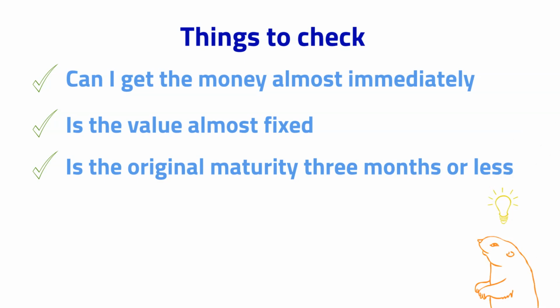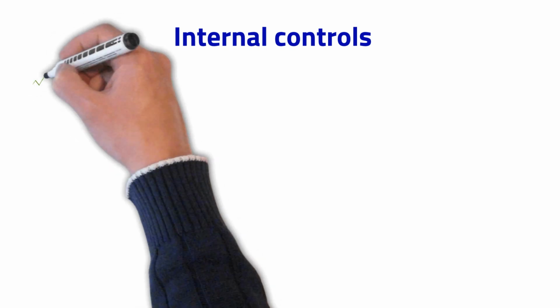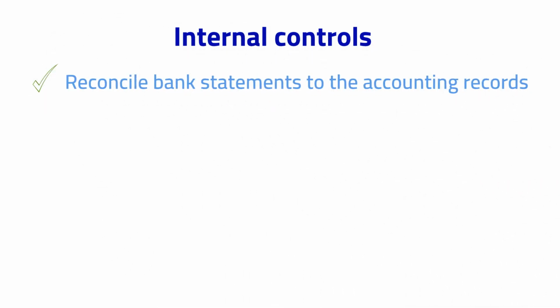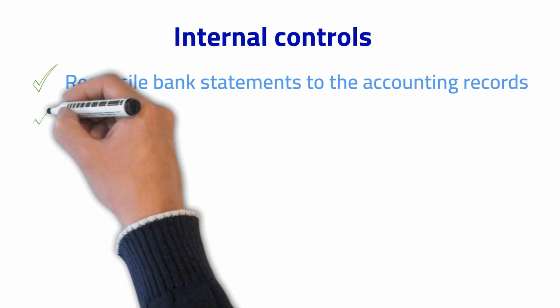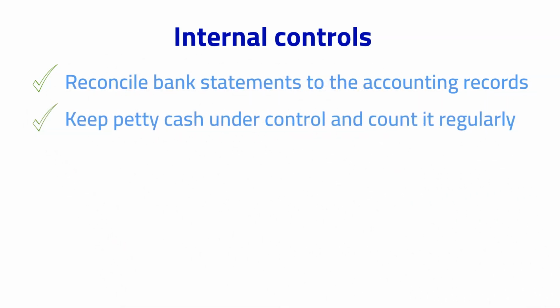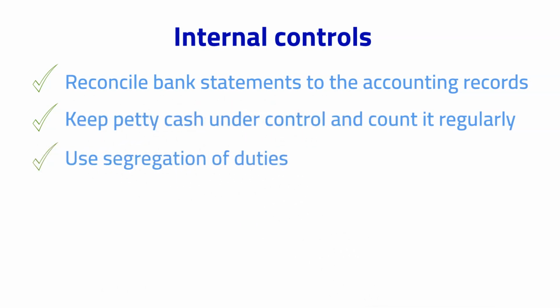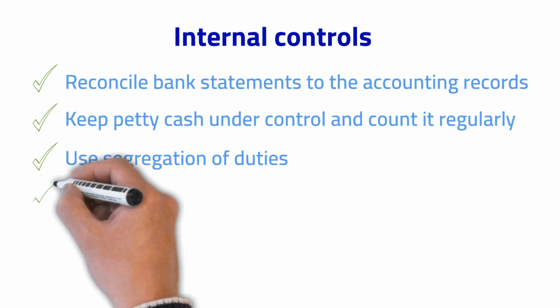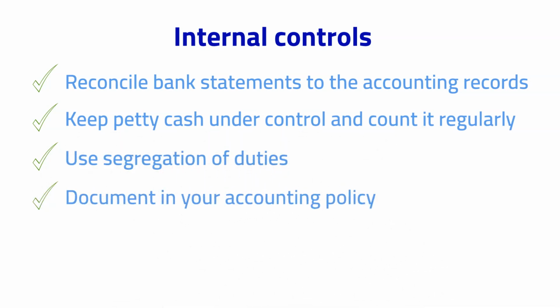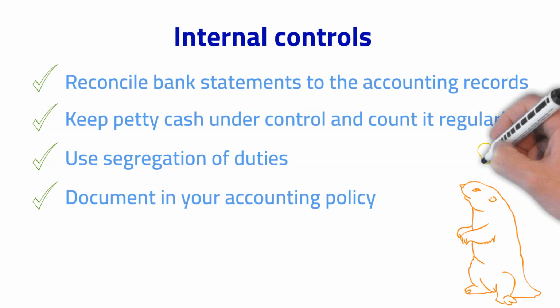Here are a few simple internal controls and good habits for real life. Always reconcile bank statements to the accounting records. Keep petty cash under control and count it regularly. Use segregation of duties. One person shouldn't handle both cash and bank reconciliations. Document which instruments qualify as cash equivalents in your accounting policy.